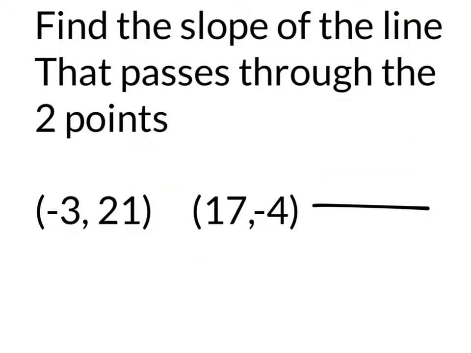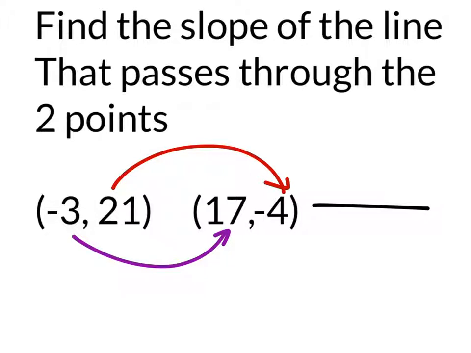Slope will always be a fraction. I believe we did this last time, where we use this rainbow type method. We're going to connect the x's and the y's. The y's go above, and to go from 21 to negative 4, you'd have to go down 25 right here. So we went down 25.